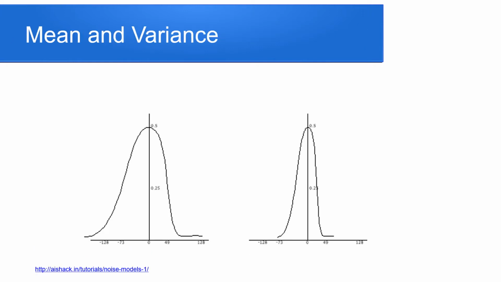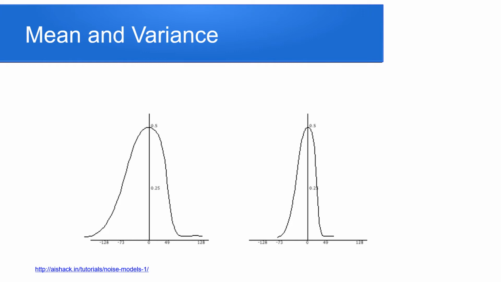Now we'll see what is mean and variance. The mean is roughly the middle value of the entire distribution, and the variance is a measure of how much the probabilities vary. A greater variance means you are more likely to get several different values, and a smaller variance means you will get fewer different values.